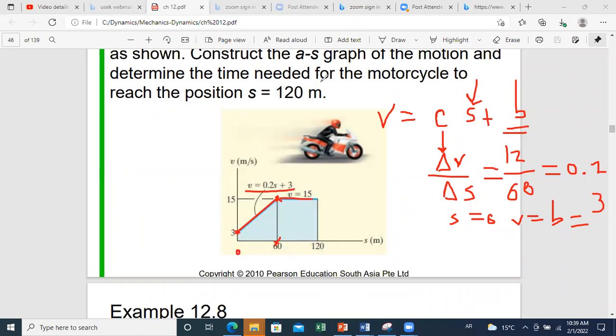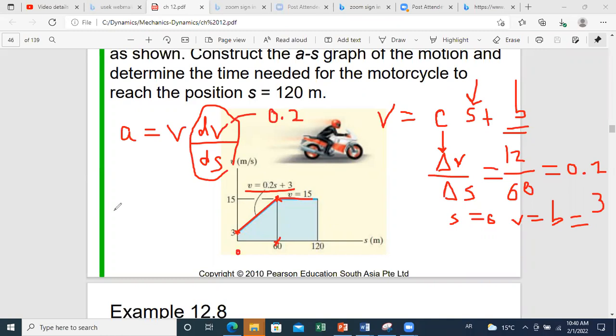Now, what they want me to find is first to determine the graph A-S. So all I have to do is to write the relation between A, V, and S. I know that A is V times dV by dS. So all I have to do is first to calculate what is dV by dS. Since I have here the expression of velocity with respect to position, I should derive it. If you derive it, you get 0.2. So dV by dS is a constant equal to 0.2.